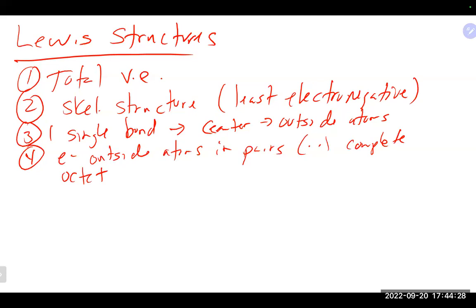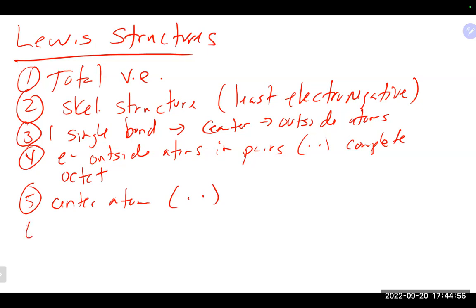If you make single bonds, put all your dots on the outside atoms, and you still have electrons to put onto the atom, then you go to the center atom at that point and also put them on as dots. At that point, you should hopefully be out of dots and electrons. And the last thing you want to do is make sure that everybody has met the octet rule. Obviously, except for hydrogen, which should only have 2.